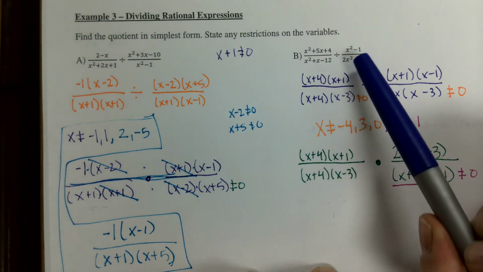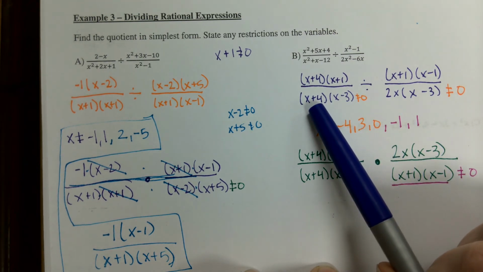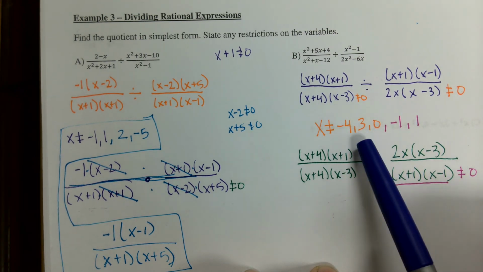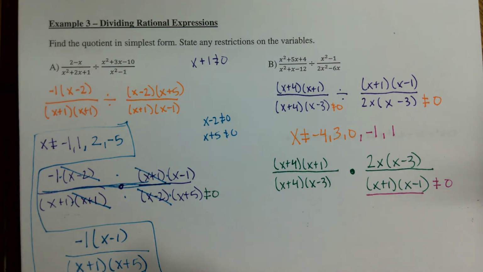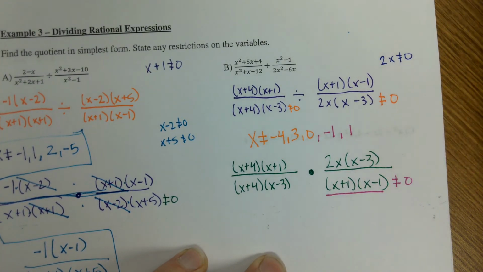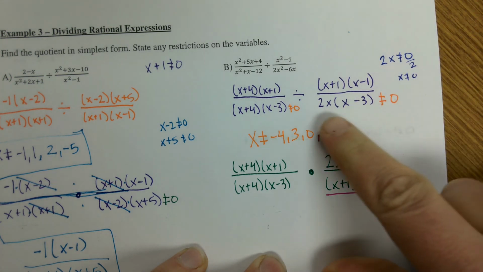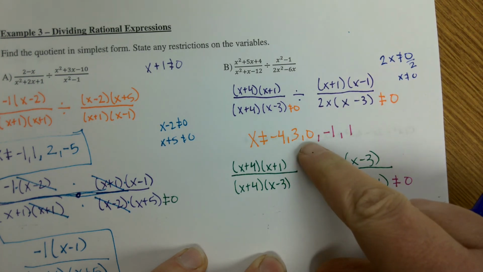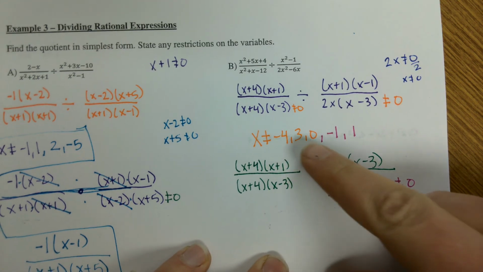So first, I just factored. The bottom can't equal 0, so x can't equal negative 4, can't equal positive 3. The bottom cannot equal 0. So again, if I were to set this portion right here not equal to 0, when I divide by 2, x can't equal 0. Because there's no adding or subtracting, x can't equal 0 for that spot. And I already have a positive 3.